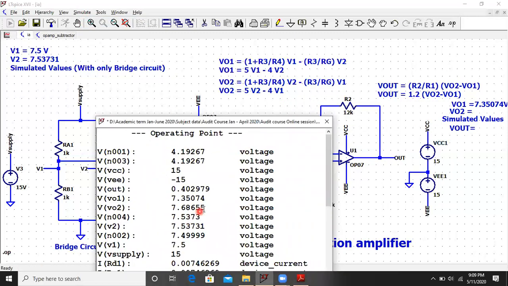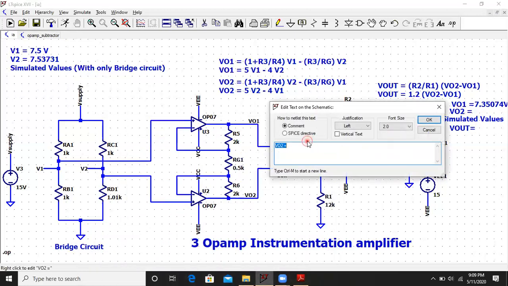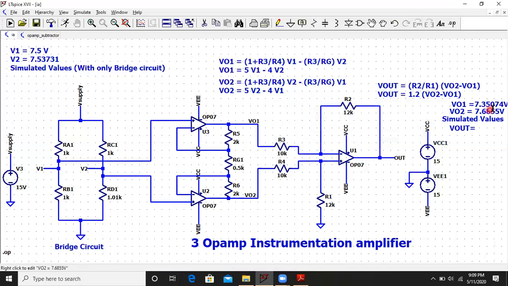And similarly, let us check the VO2 value. So VO2 value is coming out to be 7.68655. So let us write that value. VO2 is coming out to be 7.68655 volts. Yeah, it's correct now.